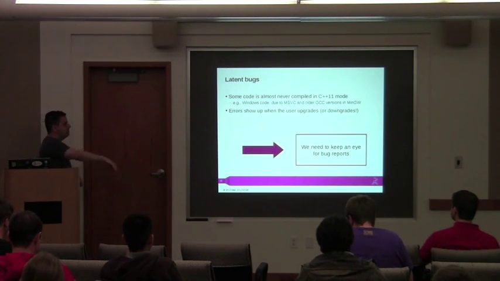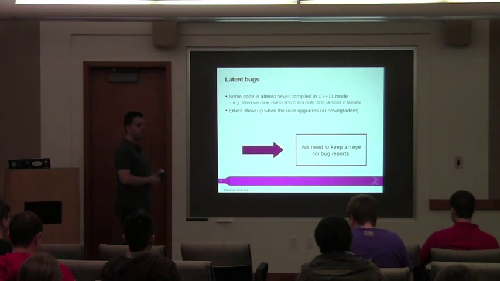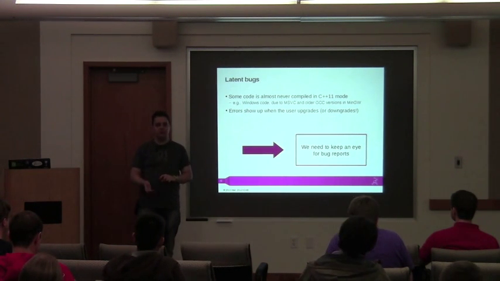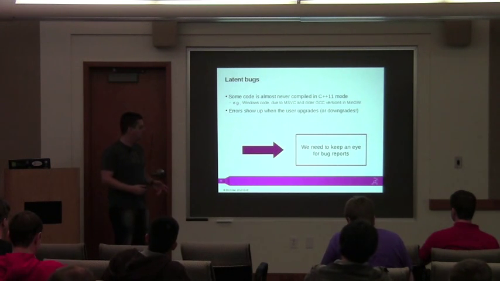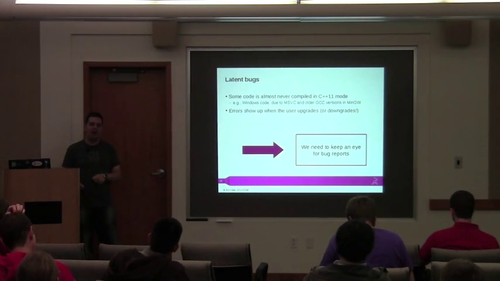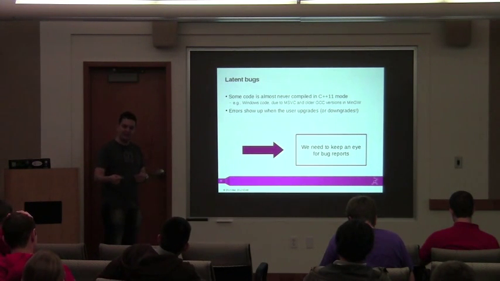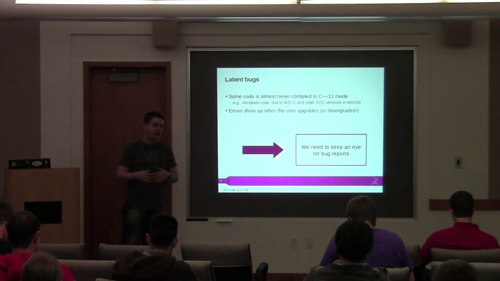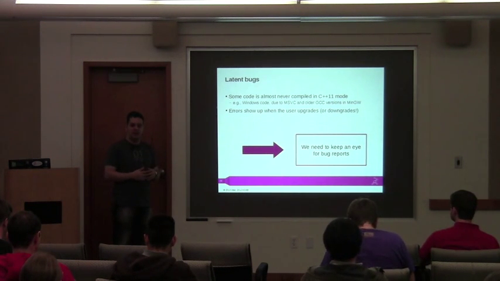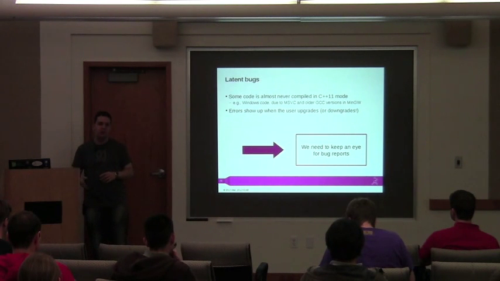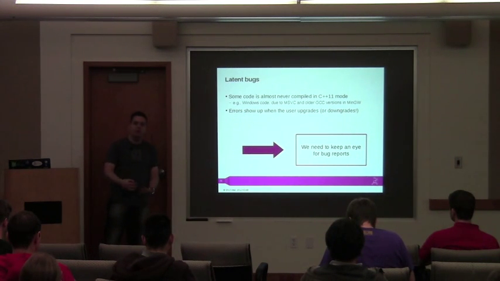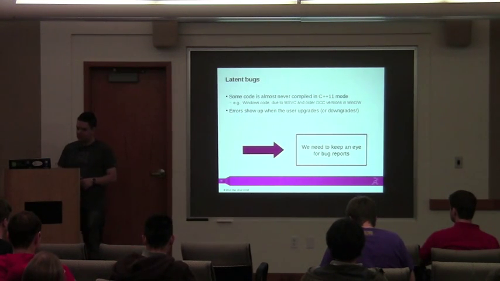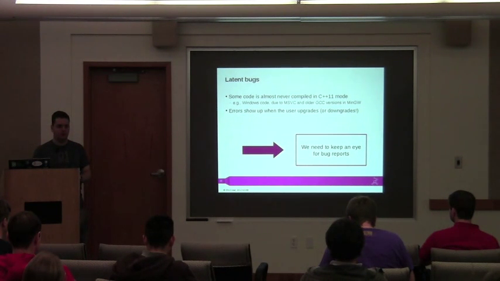Now, I'm done with the features themselves. Just one more note. We find latent bugs everywhere for two reasons: because the compiler is implementing them and we run into bugs, or because it's code that has never been compiled as C++11 and suddenly gets it. On Linux and on Mac, we get newer versions of the compilers all the time. On Windows, for two reasons, we have older compilers. MinGW has been stuck in the past for a while, and Visual Studio updates slowly. So every now and then when we do get an upgrade, we run into Windows specific code that had never been compiled as C++11. So you need to keep an eye out for bug reports.